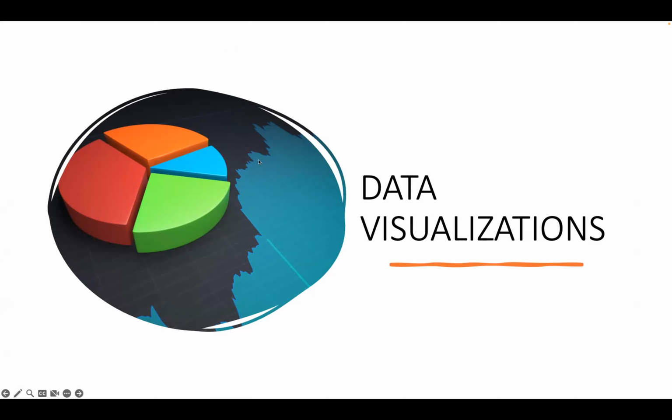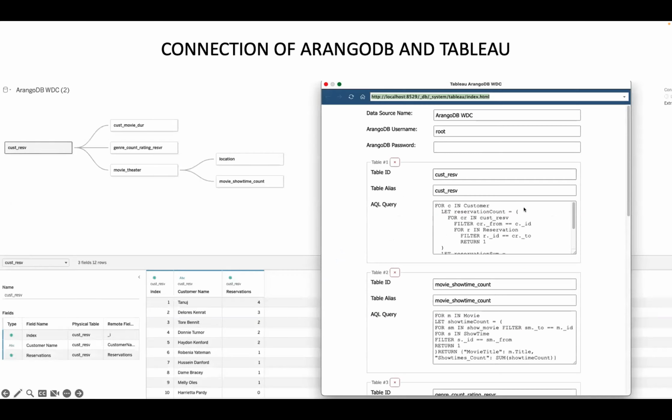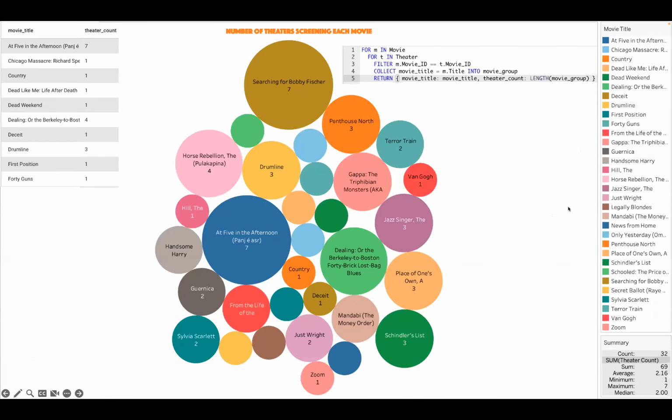So coming on to the data visualization, the data source of these visualizations is imported using a web connector, and the data is pulled directly from a database rather than a CSV or a JSON file. Next slide, Tanuj. Here we have the query, which gives us the following output and the visualization.